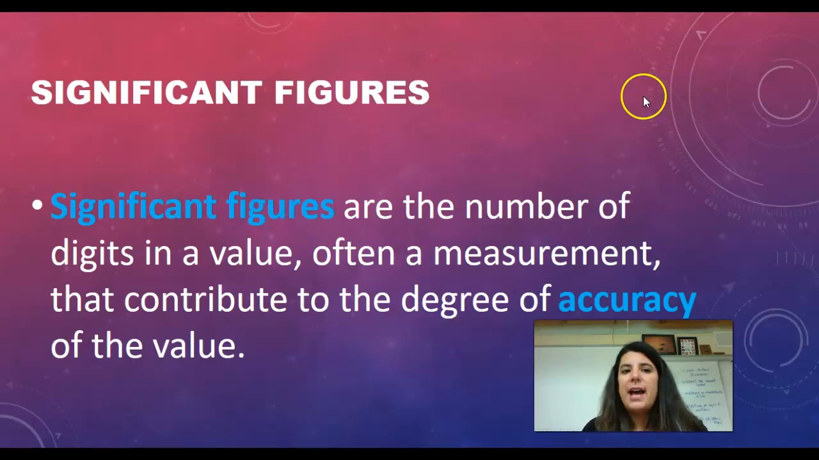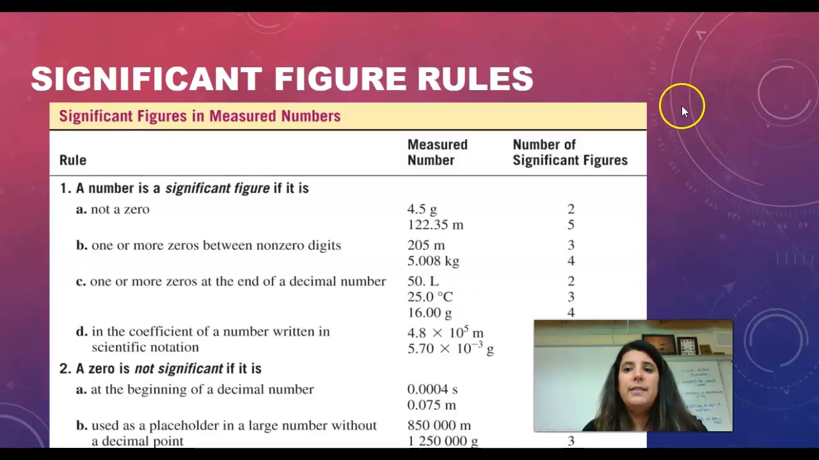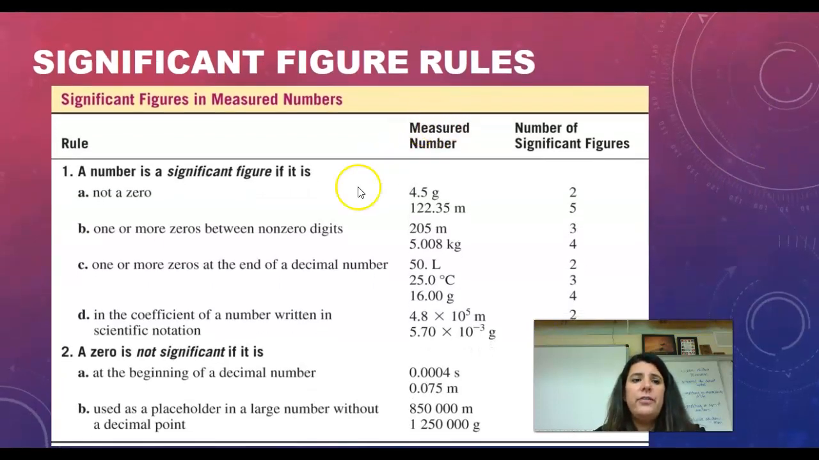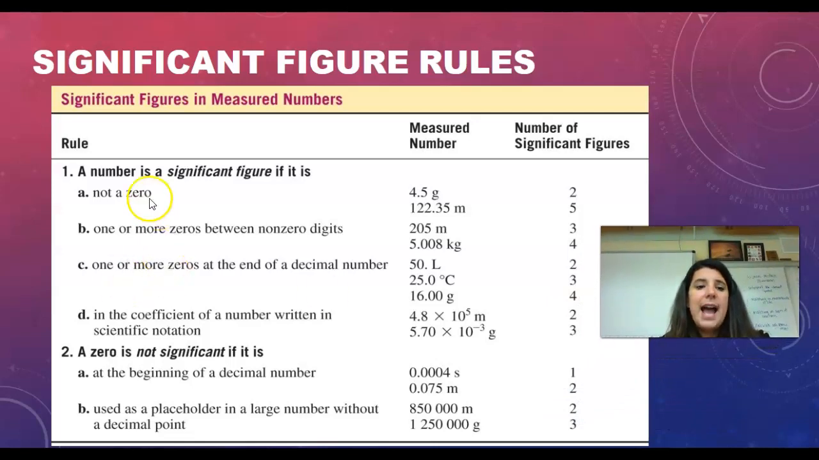So, how do you decide if a number or a digit in a number is significant? There are some rules, and this is in your textbook. These are really important rules. First of all, any non-zero number is going to be significant. Okay, so if you have 4.5, non-zero, you have two significant figures.